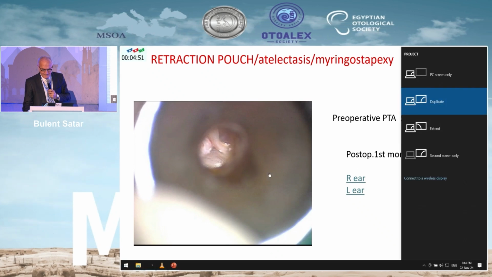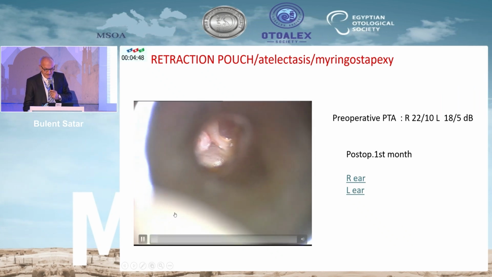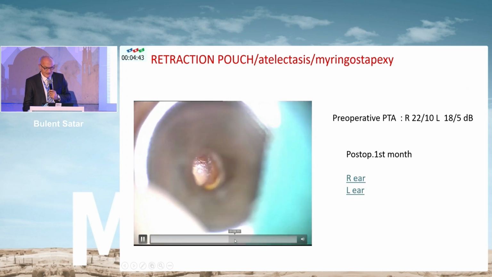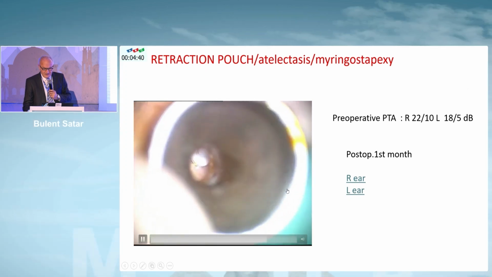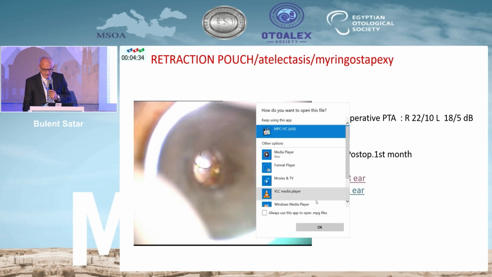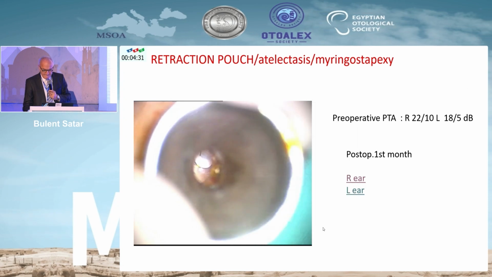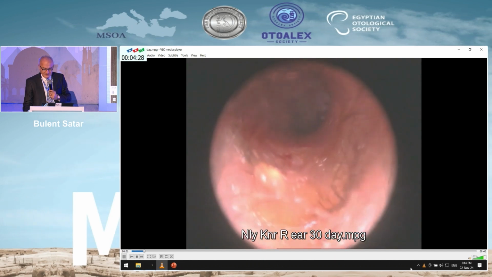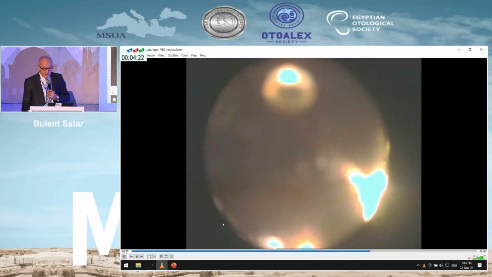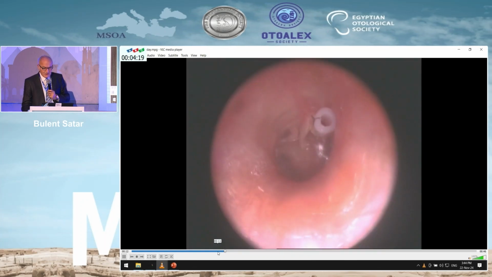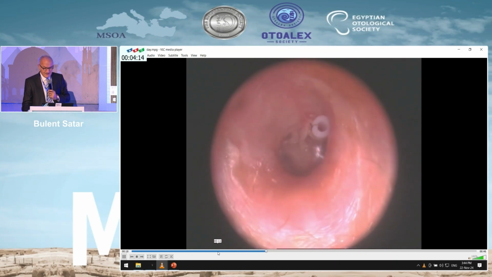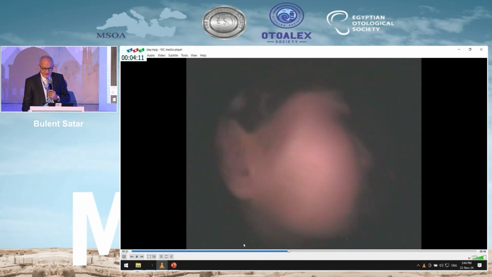Okay, thank you. This is the atrophic tympanic membrane. So we just simply inserted the ventilation tube, and this is 1 month after the operation. The ventilation tube stabilized the condition. She also needs regular follow-up to see if there is improvement or progression.